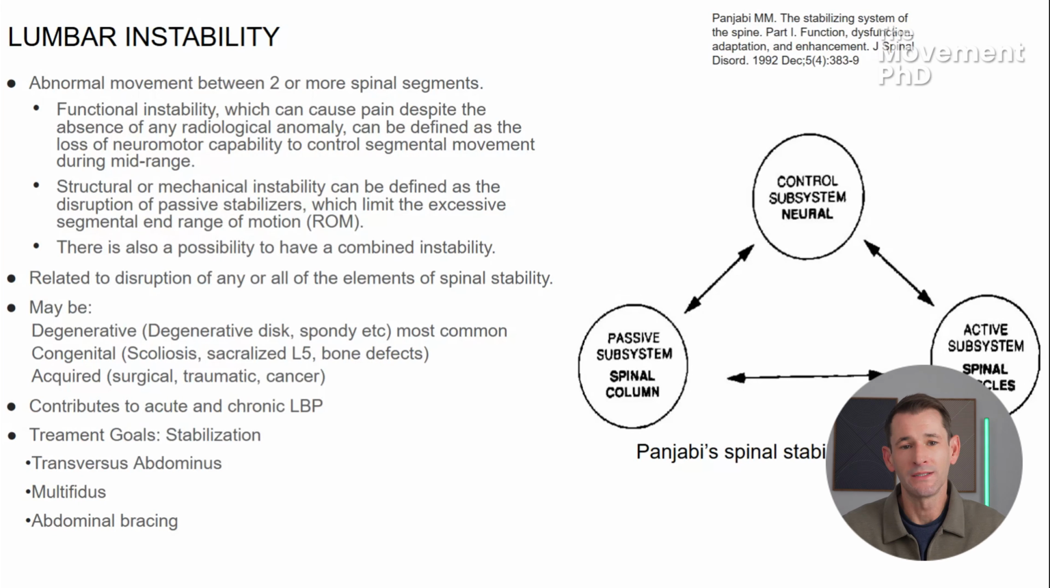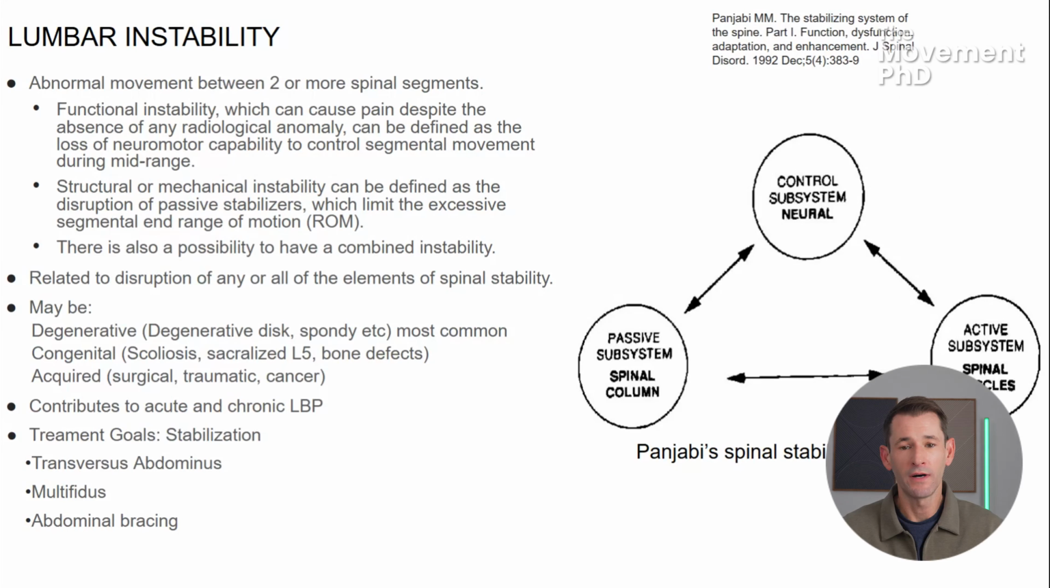So what are some examples? Degenerative changes, like a spondylolisthesis, would be an example of that because you have an anterior slippage of one vertebra on the other. It could be a congenital problem such as scoliosis, because that's going to cause a structural instability of the spine, because now we have a curvature which throws off the stability of the spine. We could have another type of defect like a sacralized L5. In a sacralized L5, L5 is fused with the sacrum.